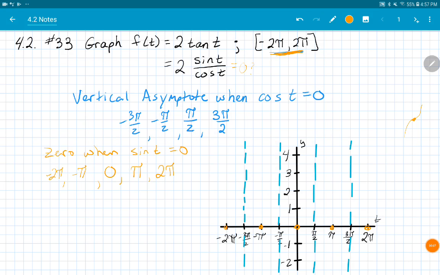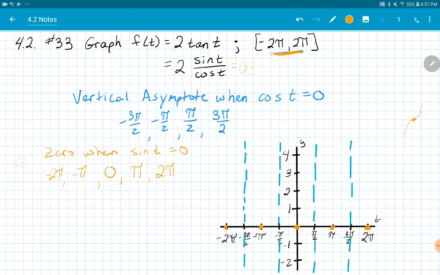Now I don't really need to do this every time because I already know, once I have my asymptotes, I know the shape of tangent has a 0 halfway between all the asymptotes. But to verify it, since we're still learning, we can see that the zeros happen when the sine is equal to 0. So that's how I just check those. Those are 0. Okay, and the last thing is to get that shape of tan.